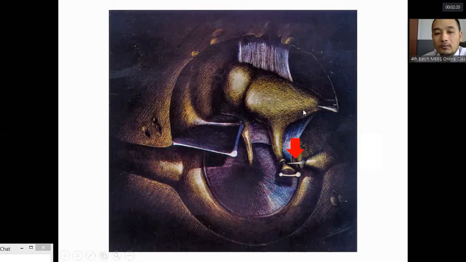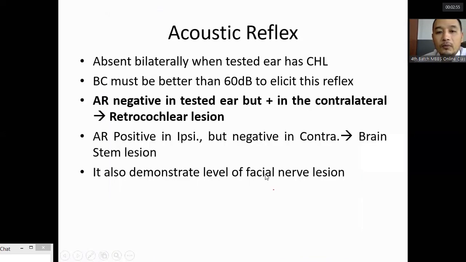Loud sound comes, it is detected by the cochlea as a loud sound, travels to the cochlear nerve, then goes to the cochlear nucleus, then the superior olivary nucleus, then it travels to the contralateral side also, and on the ipsilateral side also supplies the facial nerve nucleus, from there to the facial nerve, and it contracts the stapedius muscle, stiffening the stapes bone, restricting its mobility. It's a protective mechanism, and we use it to differentiate between cochlear or retrocochlear pathology.